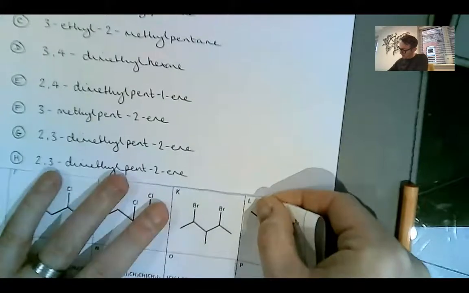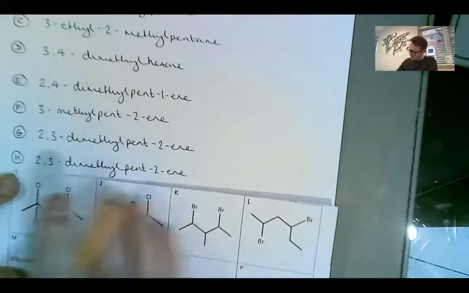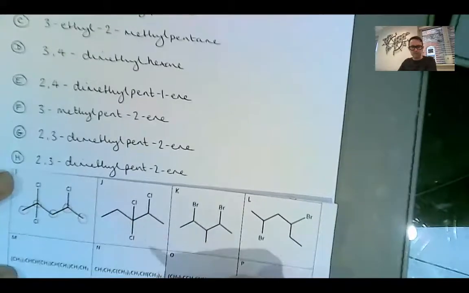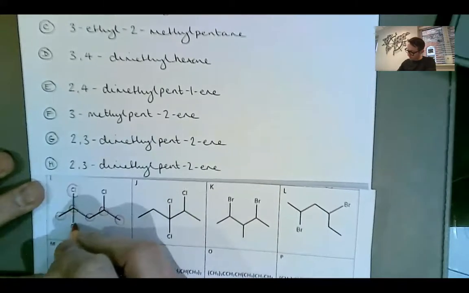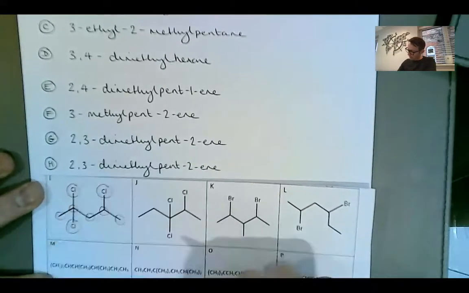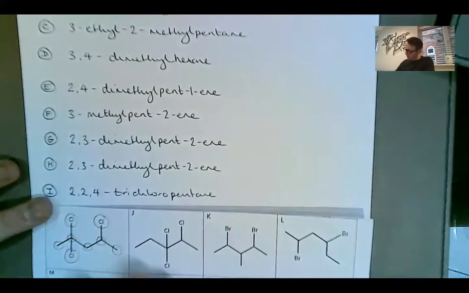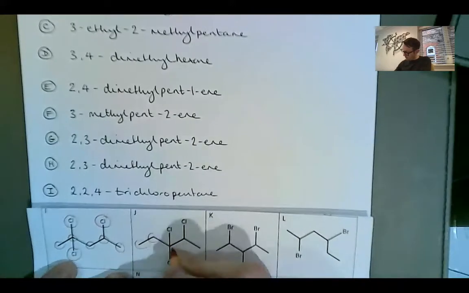So now we've got some haloalkanes. We've got a 5-carbon chain, 1, 2, 3, 4, 5. We've got chlorines on carbon 2 and 2 and 4. So it's going to be 2,2,4 trichloropentane. Next one, 5-carbon chain again.